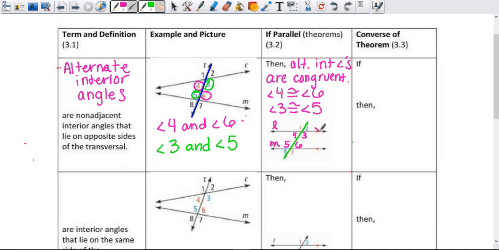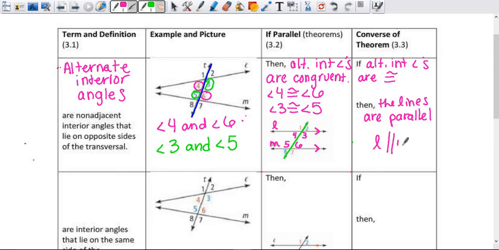And now look at, I've got these markings right here. They're really small, but on that picture, those markings on those lines mean the lines are parallel. So then I can say those angles are congruent. And then the converse of the theorem would say, if I know that alternate interior angles are congruent, then the lines are parallel. Or in symbols, we could write L is parallel to M. Okay, so just the converse, remember we just switch it.